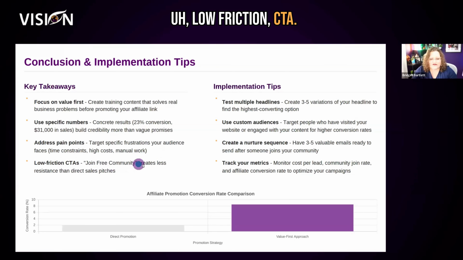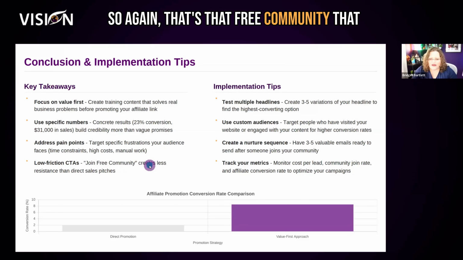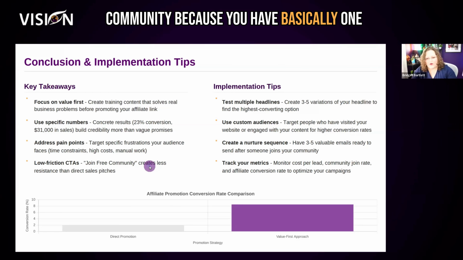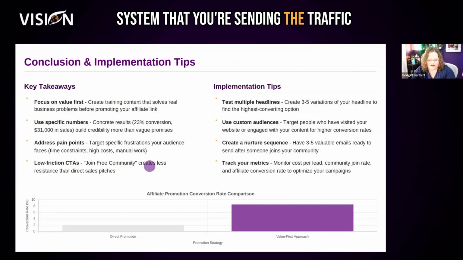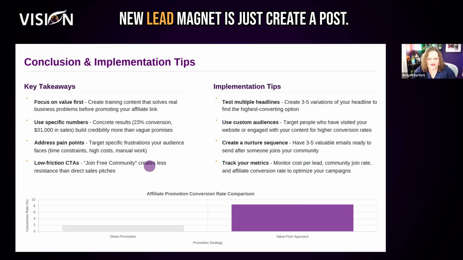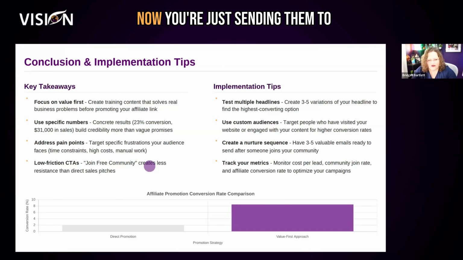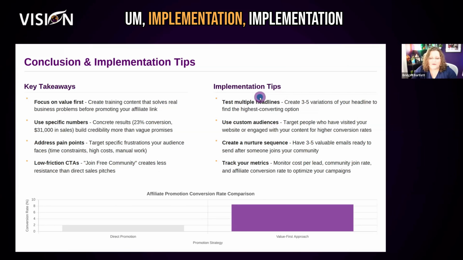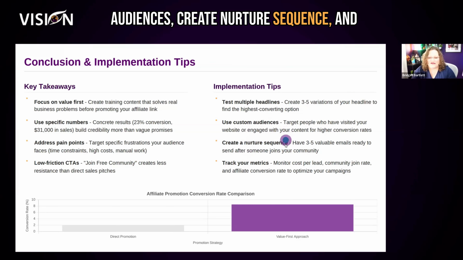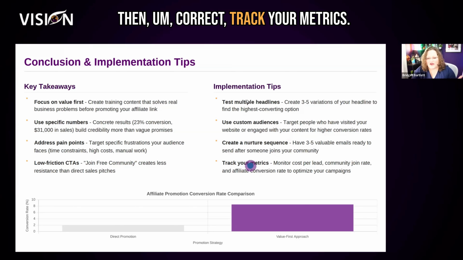Low friction CTA. So again, that's that free community. This is why I'm such a fan of the free community, because you have basically one system that you're sending the traffic to, and all you need to do to create a new lead magnet is just create a post. Now you're just sending them to that post within the community where all the other things are. Implementation tips. Test multiple headlines, use custom audiences, create nurture sequence, and then track your metrics.